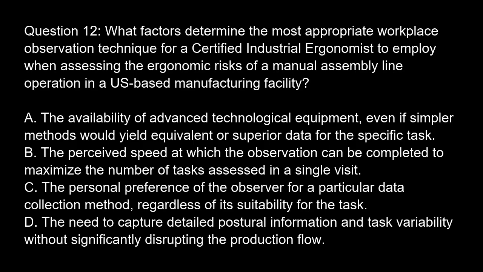Question 12. What factors determine the most appropriate workplace observation technique for a certified industrial ergonomist to employ when assessing the ergonomic risks of a manual assembly line operation in a U.S.-based manufacturing facility? Option A. The availability of advanced technological equipment, even if simpler methods would yield equivalent or superior data for the specific task. Option B. The perceived speed at which the observation can be completed to maximize the number of tasks assessed in a single visit.